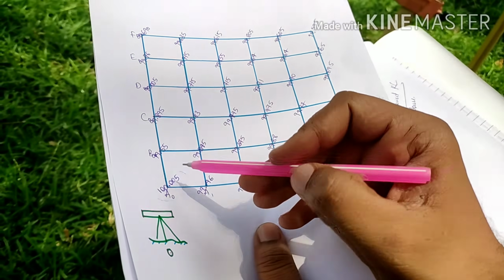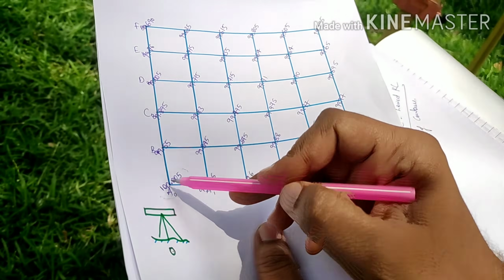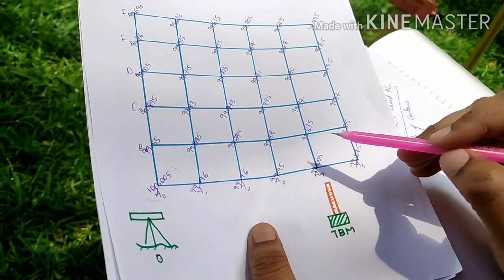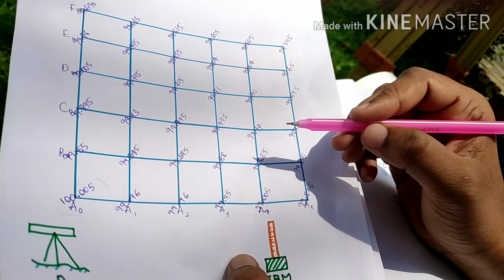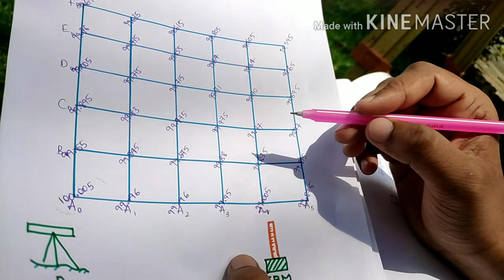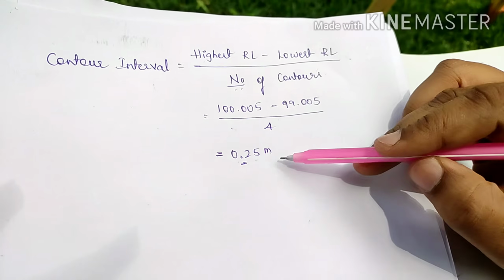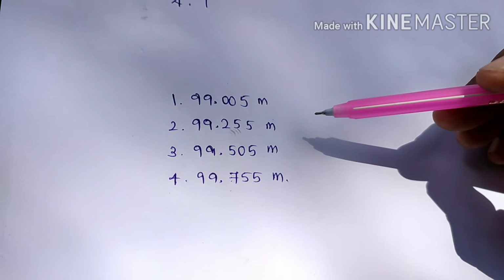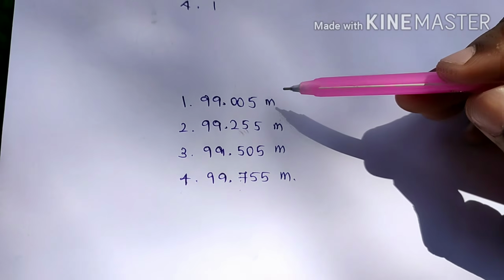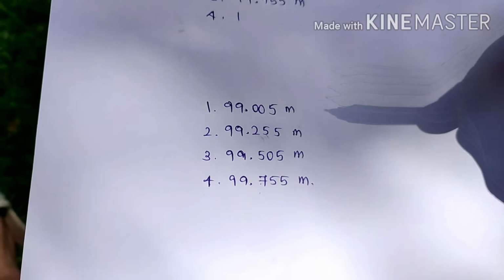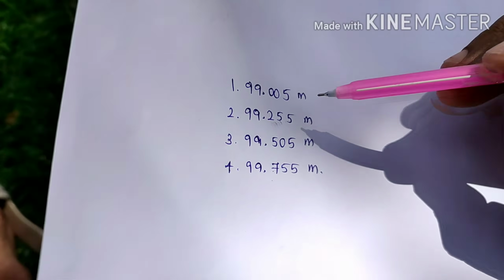In this case, the highest RL is 100.005 and the lowest RL is 99.005. We are going to consider the number of contours as 4. Here we have calculated the contour interval, that is 0.25 meter. For the 4 contours, first we have to select the least RL, that is 99.005 meter, and we have to add the contour interval, that is 0.25 meter, till the 4th one.